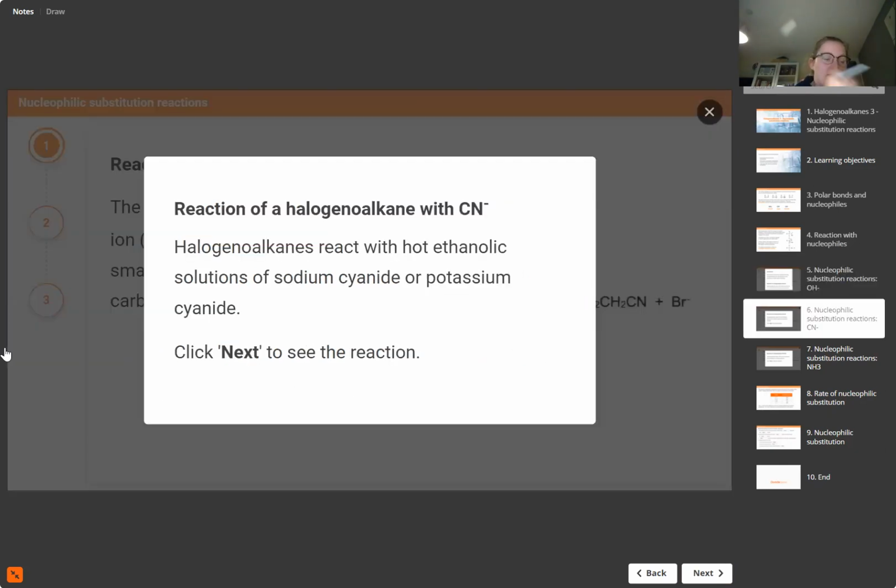So halogenoalkanes with cyanide. These need to be hot. It's going to be sodium cyanide or potassium cyanide.